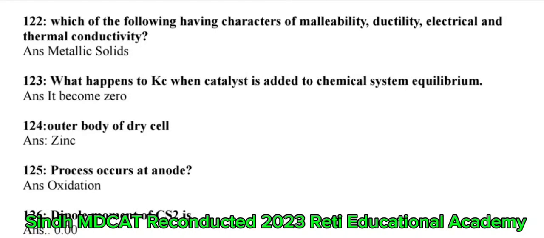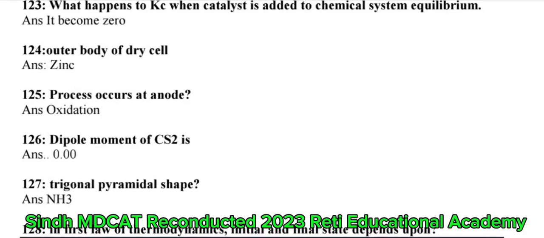is it becomes zero. Question number 124. Outer body of dry cell, and the correct answer is zinc. Number 125. Process occurs at anode, and the correct answer is oxidation. Question number 126. Dipole moment of CS2 is 0.00. Question number 127. Trigonal pyramidal shape, and the correct answer is NH3.